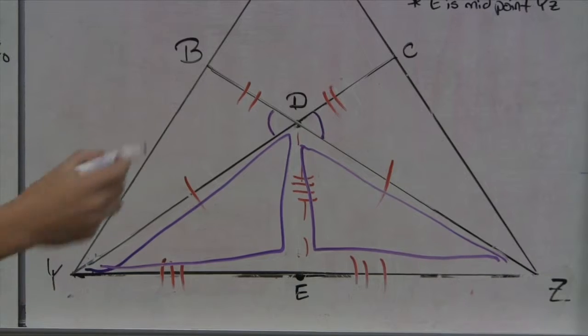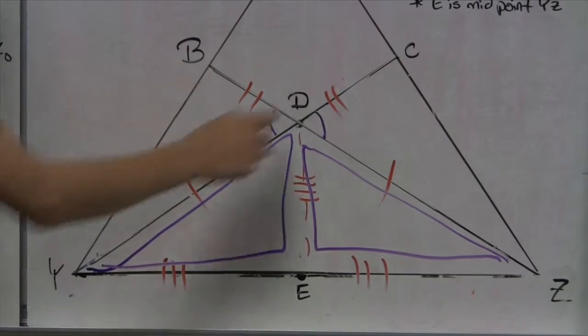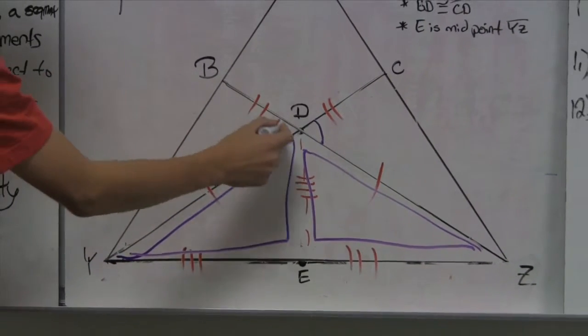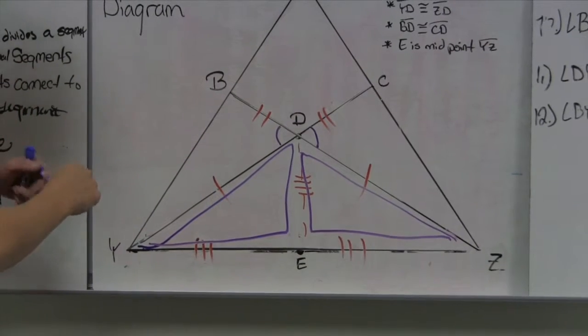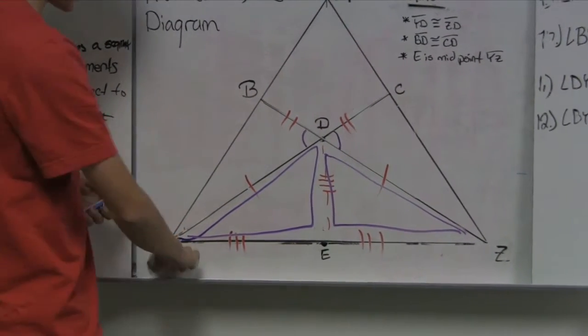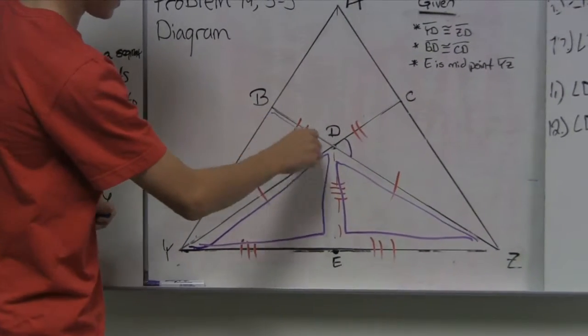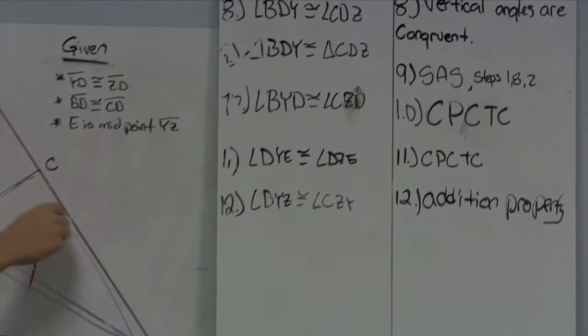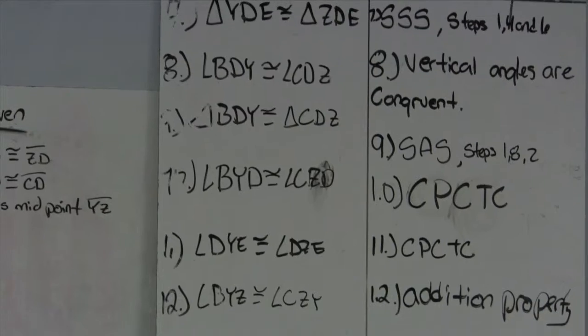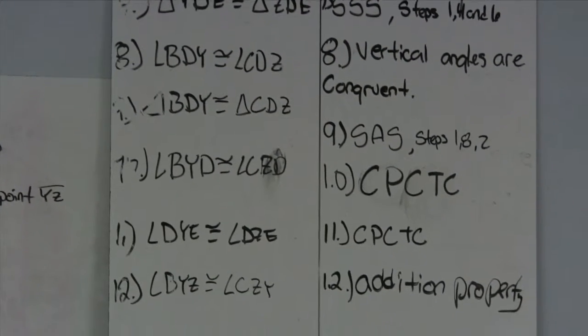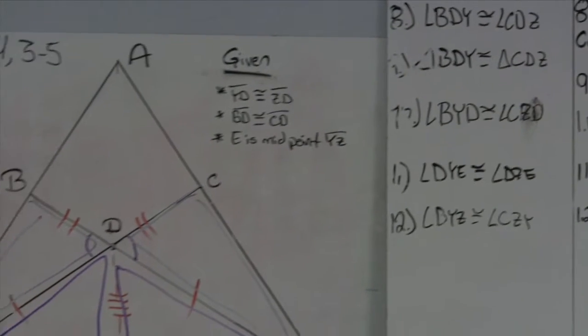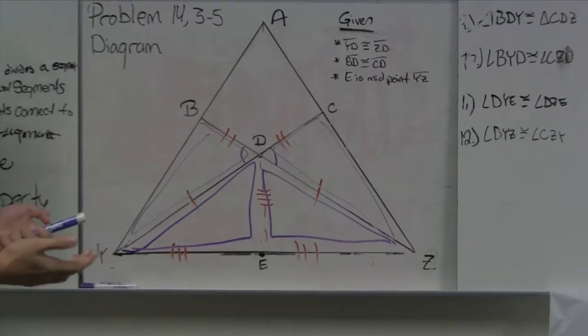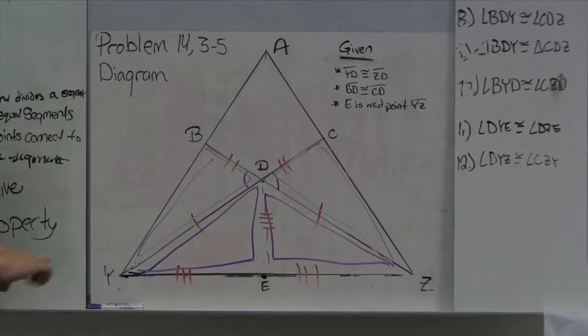And now on these bow tie triangles, triangle BDY and CDZ, we have a side, an angle, and a side. So they are congruent by SAS, these two. And now that we know that, we know that this angle is congruent to this angle because of CPCTC, or corresponding parts of congruent triangles are congruent.